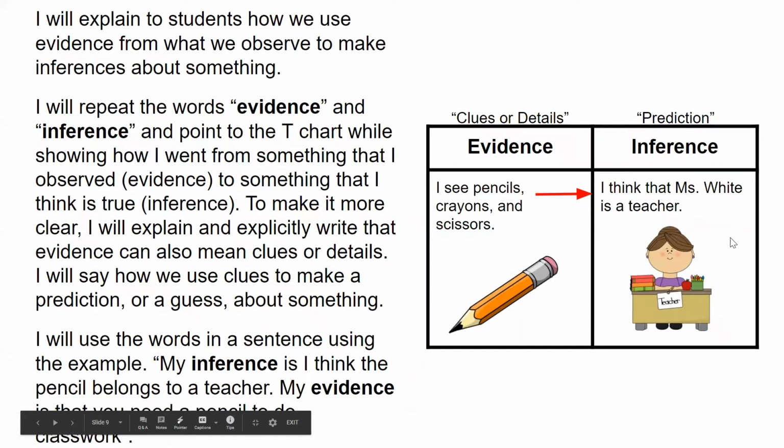I will explain to students how we use evidence from what we observe to make inferences about something. I will repeat the words evidence and inference and point to the T-chart while showing them how I went from something that I observed, the evidence, to something that I think is true, the inference. To make it more clear, I will explain and explicitly write that evidence can also mean clues or details. I will say how we use clues to make a prediction or a guess about something.